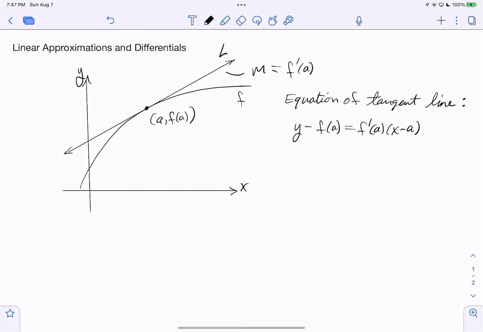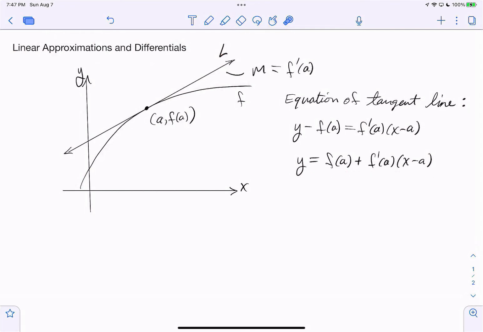minus a. If we decide to put everything on the same side of the equal sign, then we have that y is equal to f of a plus f prime of a times x minus a. This tangent line is the one we're calling L.